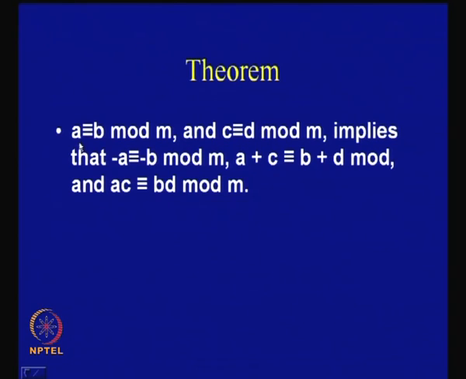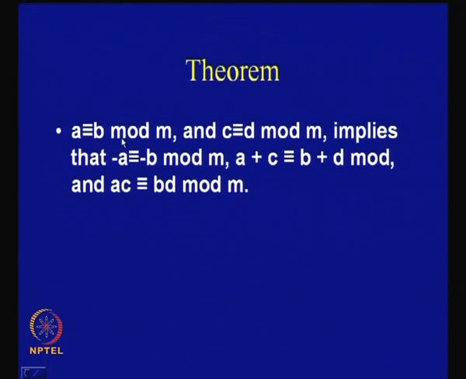You can verify it. If A is congruent to B modulo M and C is congruent to D modulo M, then this implies that minus A and minus B are congruent to each other modulo M. You can also add: A plus C is congruent to B plus D modulo M, and AC is congruent to BD modulo M. You can verify this, and it is very simple.